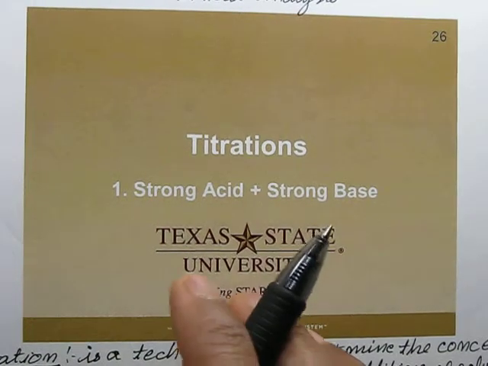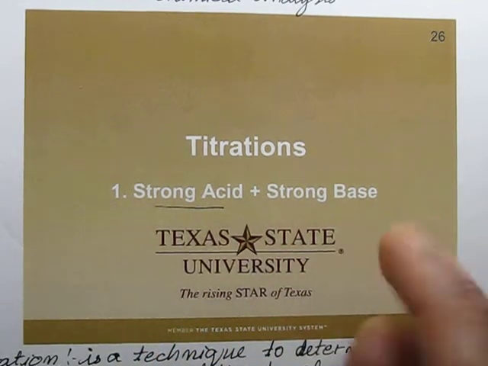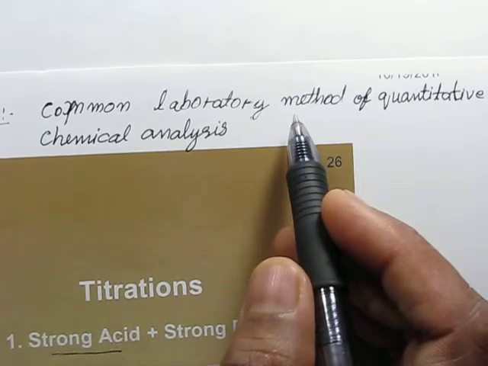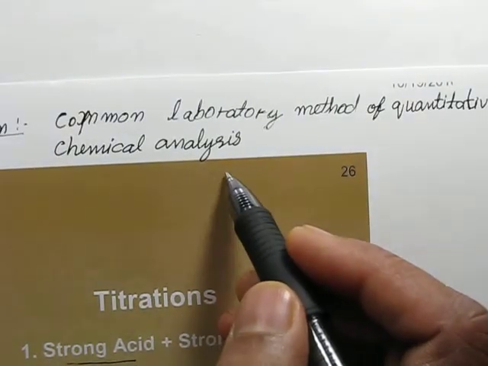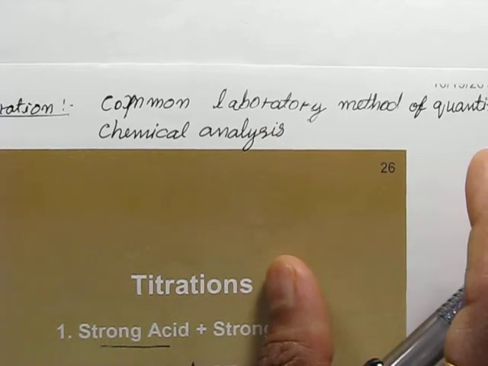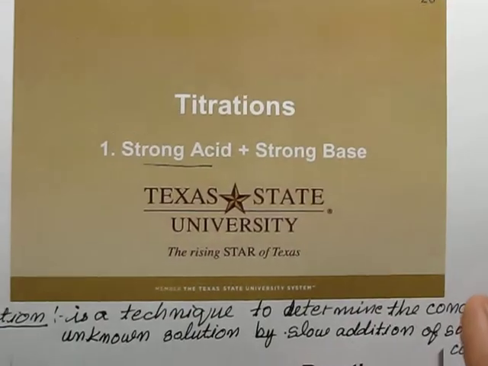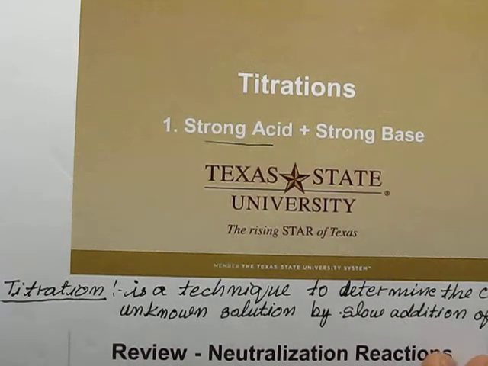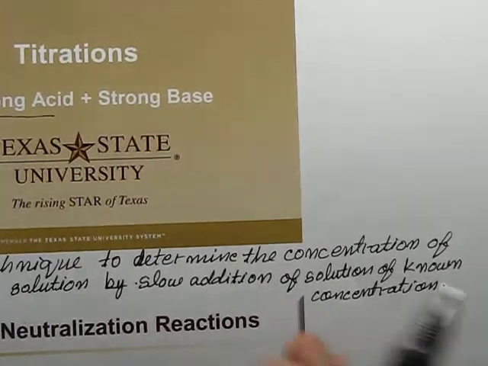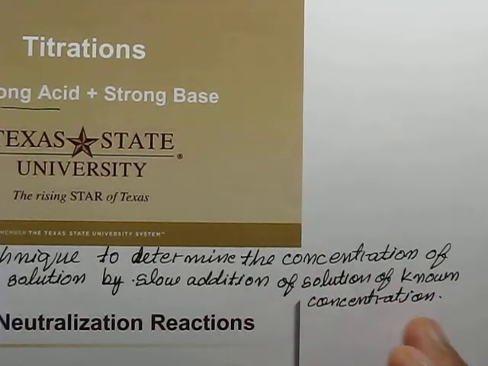So in this video we will start to study the titrations of strong acids and strong bases. So first, what is titration? Titration is a common laboratory method of quantitative chemical analysis. Basically, this is a technical definition: a common laboratory technique to quantify chemical analysis. And we can also say that titration is a technique to determine the concentration of an unknown solution by slow addition of a solution of known concentration.